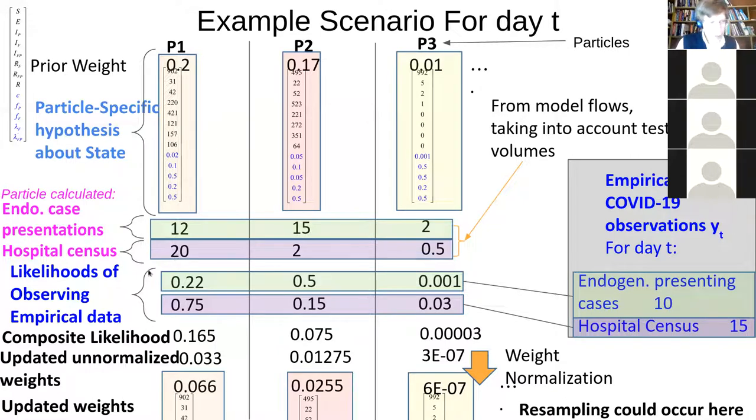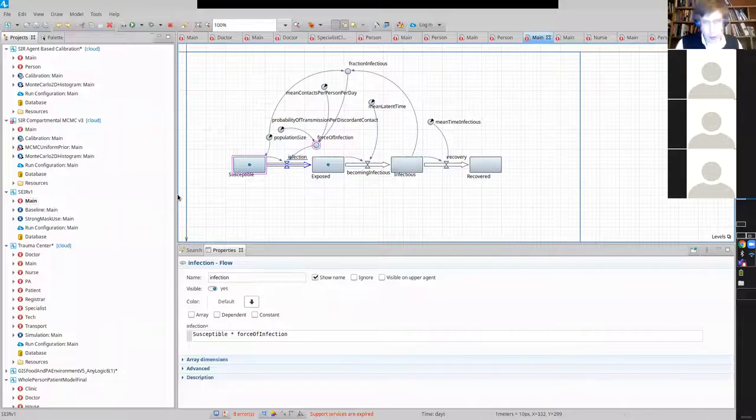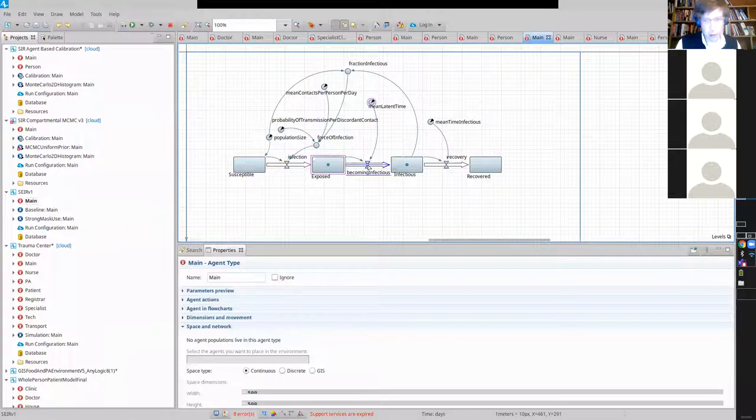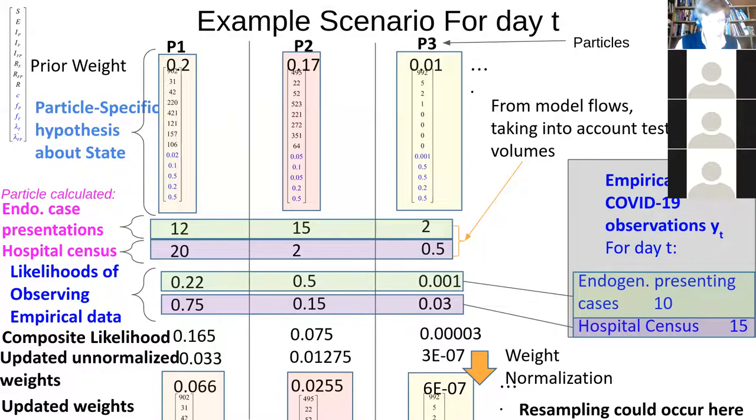Okay, and then because it has a belief about the world, it believes, well, there should be this many cases of new infection. There should be this hospital census coming from this. If you believe a certain number in here, you have some prediction for how many people are becoming infectious each unit of time. You have some belief about how many are hospitalized per unit of time. So each of these particles has some belief about the number of people that should be in hospital census or the number of people presenting sick.